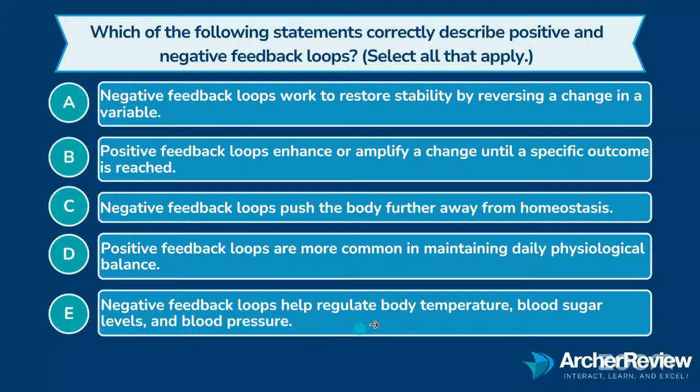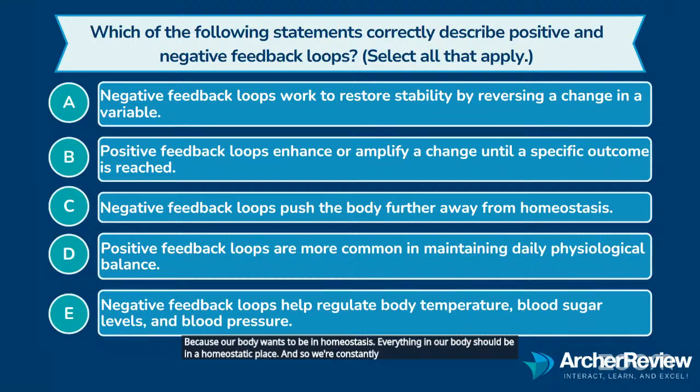Negative feedback loops help regulate body temperature, blood sugar levels, and blood pressure. Yes. So negative feedback loops are the most common loops going on in our body because our body wants to be in homeostasis. Everything in our body should be in a homeostatic place. And so we're constantly trying to keep everything balanced.